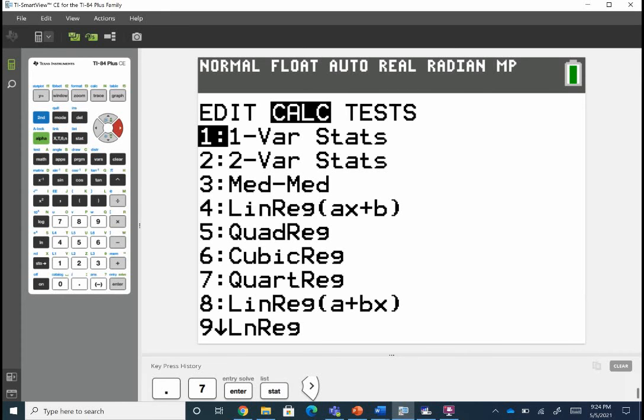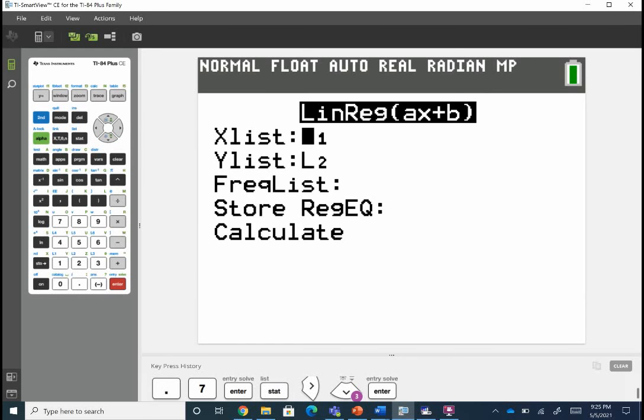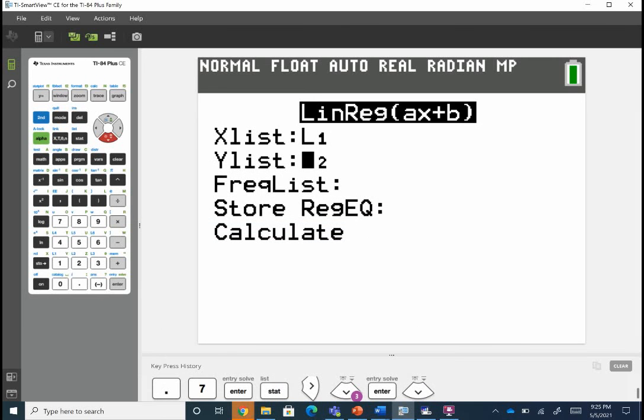You're going to arrow over to Calc. I know there's lots of different things on this menu. The only thing we have to worry about is option number 4. You can either arrow down to number 4 like I did and press Enter, or you can just press number 4. Now, if you have an older calculator, you are just going to have LinReg ax plus b appear on your screen. Just press Enter. If you have a screen like mine, make sure list 1 and list 2 are there for your X and Y list. Frequency list cleared out, store reg EQ cleared out, highlight calculate, and press Enter.